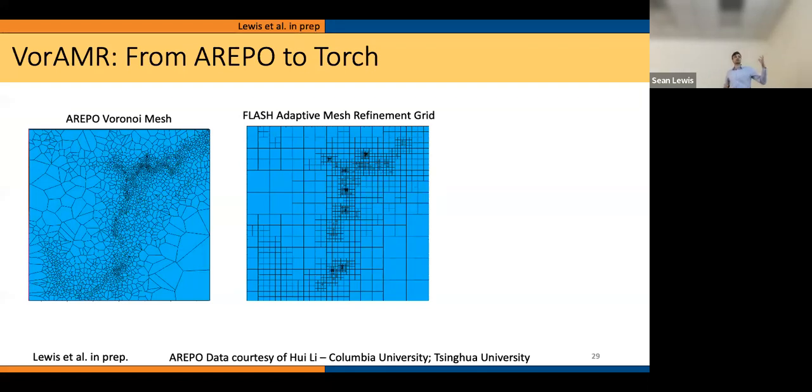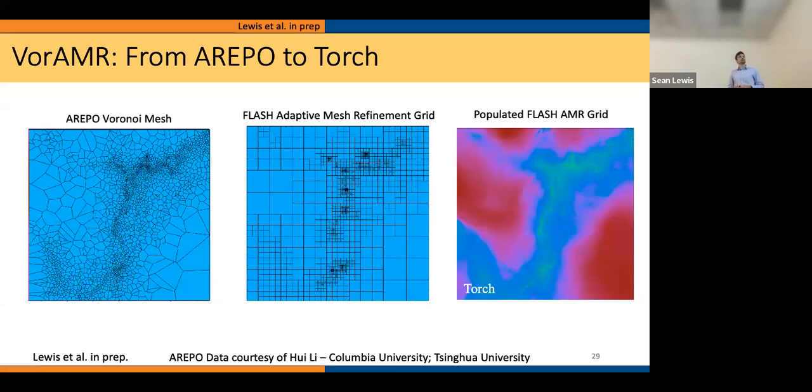And then through my Fourier AMR tool, I'll interpolate data into this empty grid. And we're left with a populated Torch grid, which now is usable in our Torch computational framework, originally taken from Arepo. So it looks very similar to what we started with, which is the point. So now we have this data set that we can start from as initial conditions using Torch.